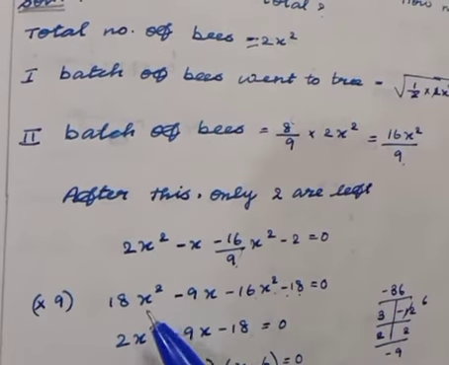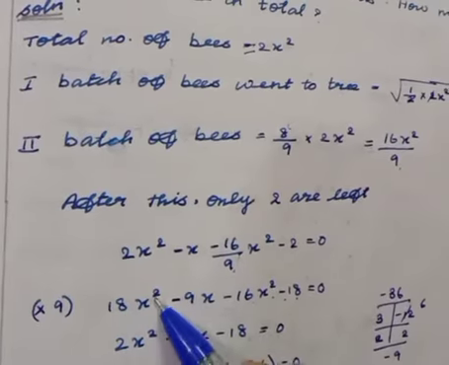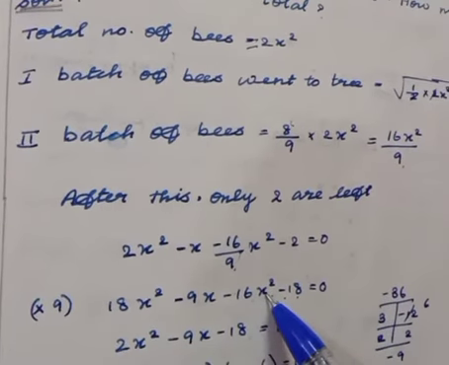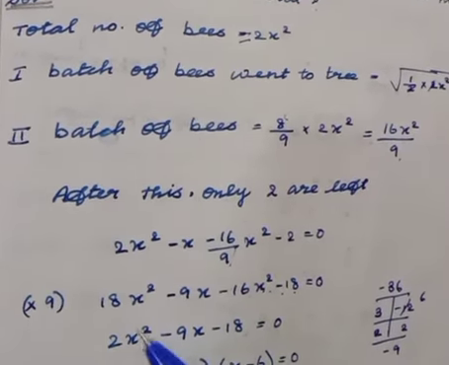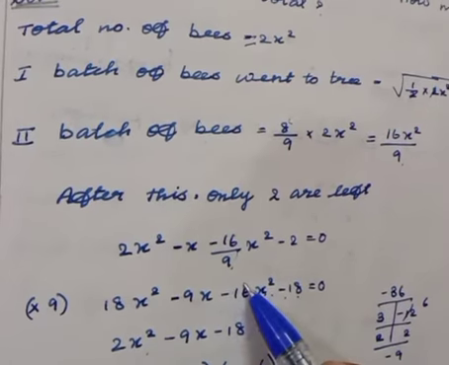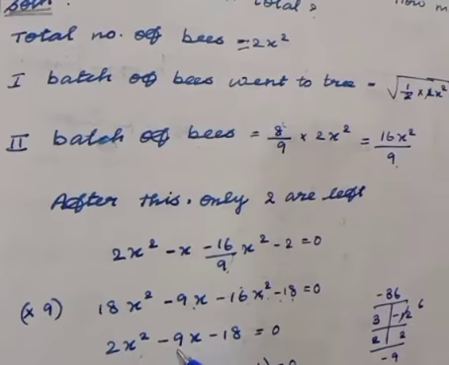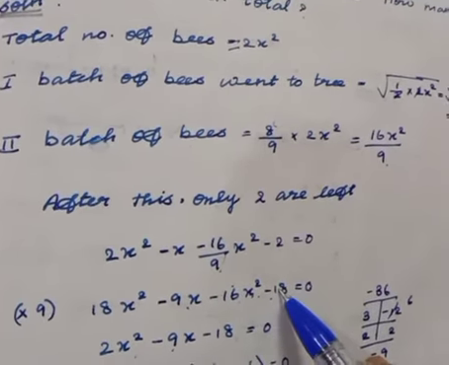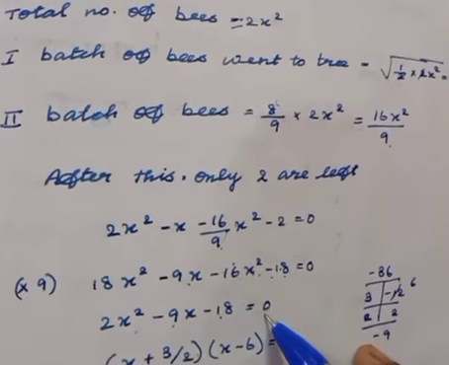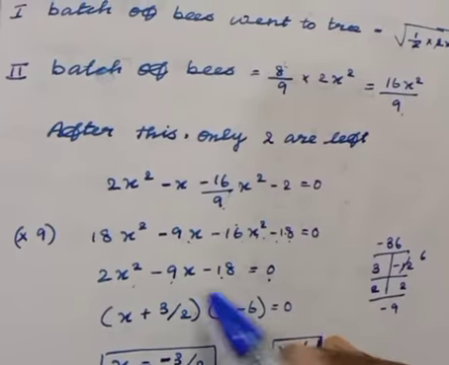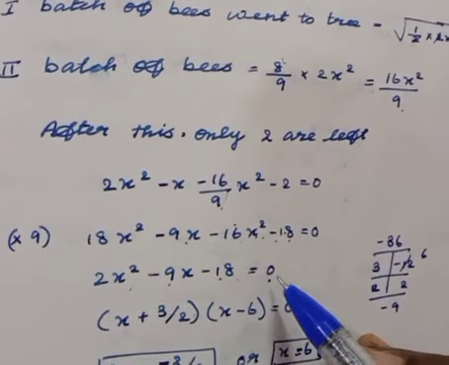Now you have to simplify the like terms. 18x² minus 16x², that is 2x². These two have different signs, so you have to subtract. The x term we have only one, take and write minus 9x. Constant term minus 18 is equal to 0. This is a quadratic equation. You have to find factors.